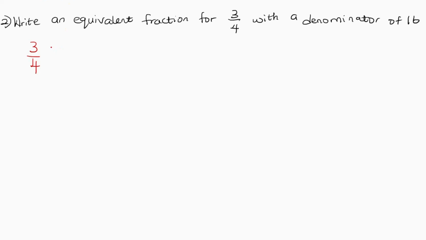The first thing we want to do is to simply multiply by 2. So we multiply by 2 all through. We have 3 times 2, we have 6, over 4 times 2, we have 8. So we continue multiplying by 2 until we get a denominator of 16. 6 times 2 will give us 12, and 8 times 2 will give us 16. So this is the equivalent fraction of 3 over 4 with a denominator of 16.